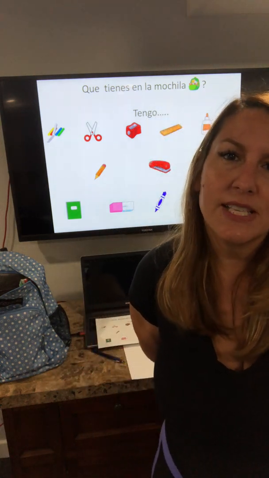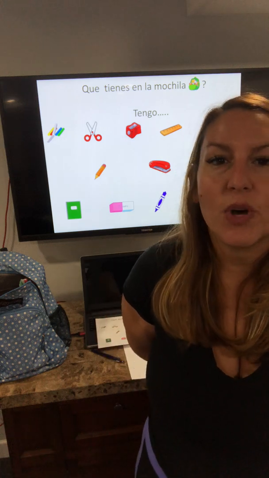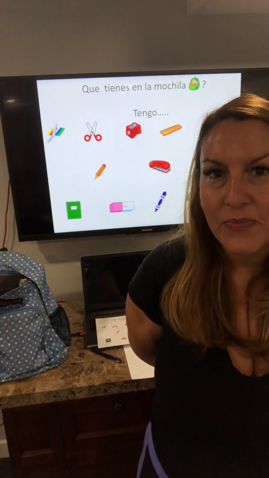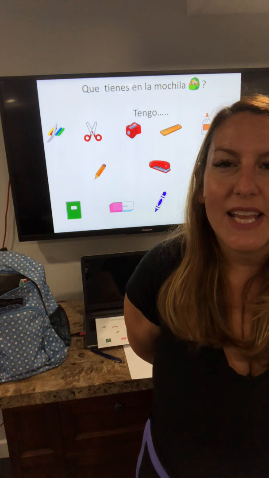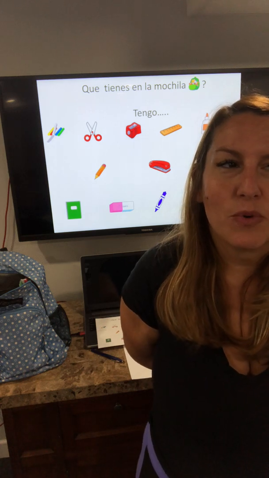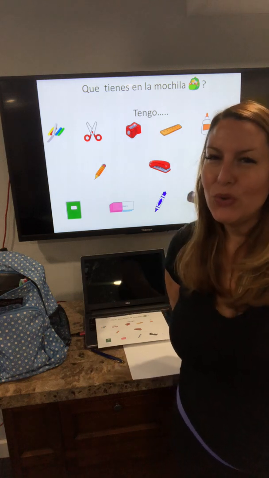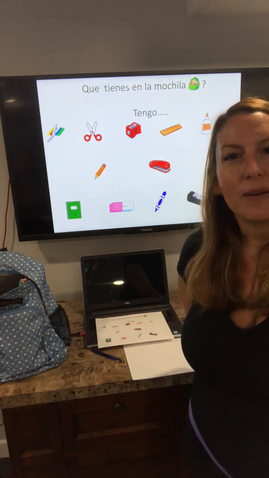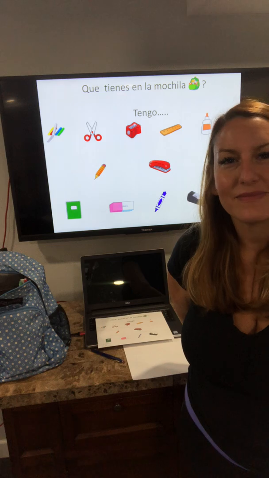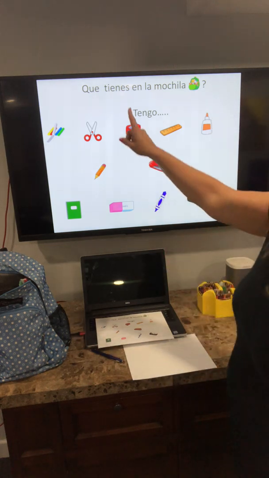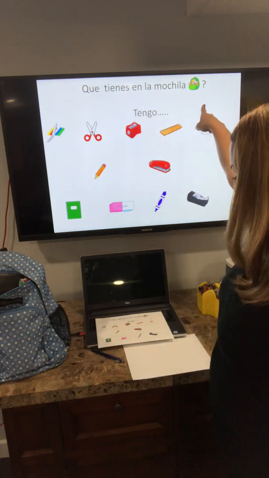Now, if I tell you that ¿qué tienes means what do you have, and you read that sentence, ¿qué tienes en la mochila? What do you think it means? That's right. It means what do you have in your backpack?